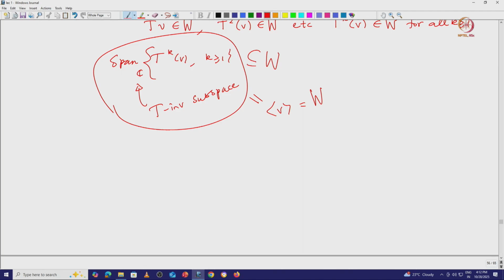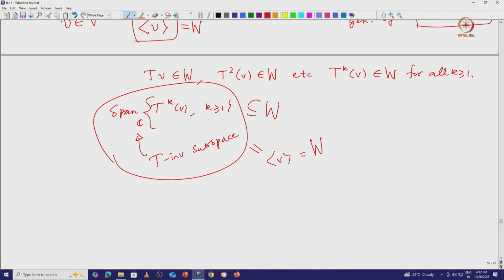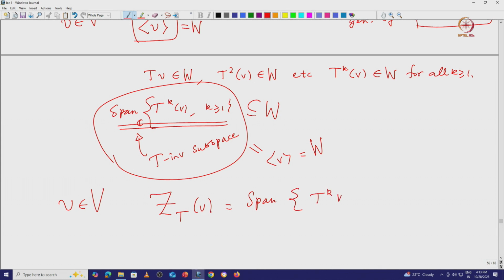This motivates us to look for spaces that look like this, and we call them cyclic spaces. Given v in V, you write the cyclic space Z(T, v), which is the span of all possible T^k v, for k greater than or equal to 0, spanning over C. This is what you call a cyclic subspace.